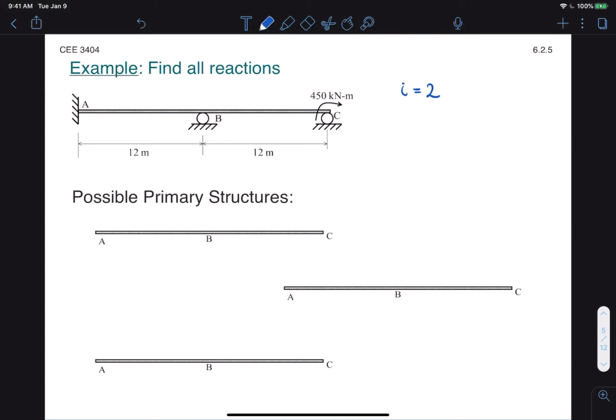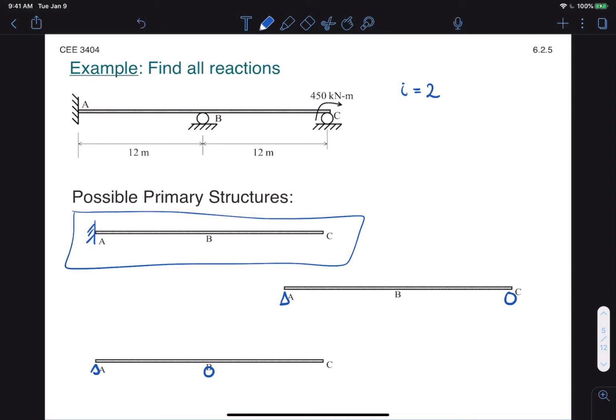All right, so in terms of possible primary structures, we could have a cantilever, we could have a simply supported beam at A and C, or we could remove the roller at C and the moment support at A and have a simply supported beam at A and B. Probably the first two are our better candidates here. Just again, kind of standard structures. I'm going to go with system 1 because I know I have a table for that, but you also have a table for system 2, so you could also take that approach.